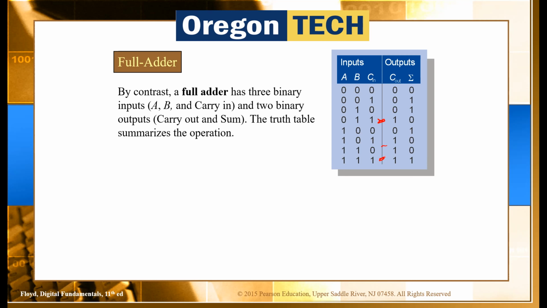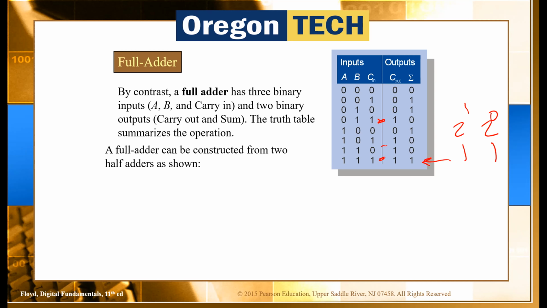1 plus 1 plus 1. This one should give me a 3. And 3 is written in binary as 2 to the power 0 and 2 to the power 1. So I have here 1, 1. So this is my output. How to implement this?